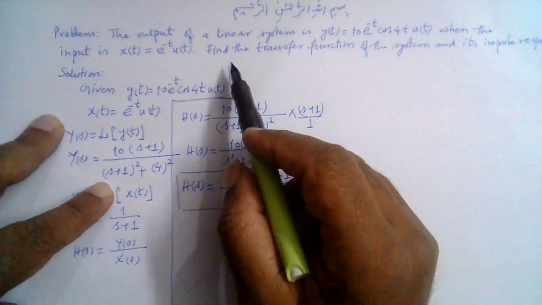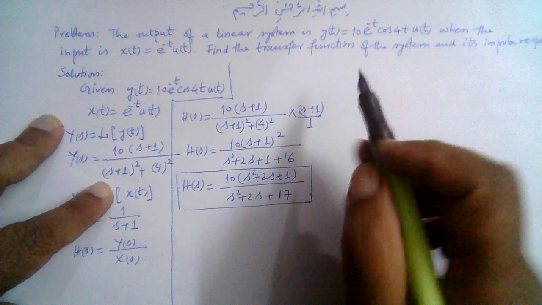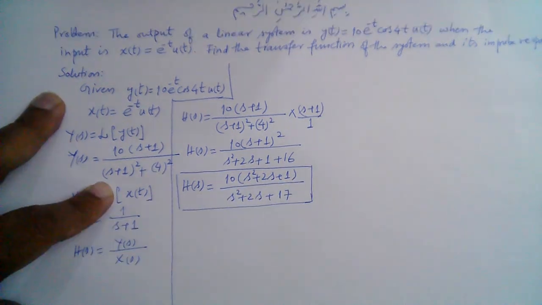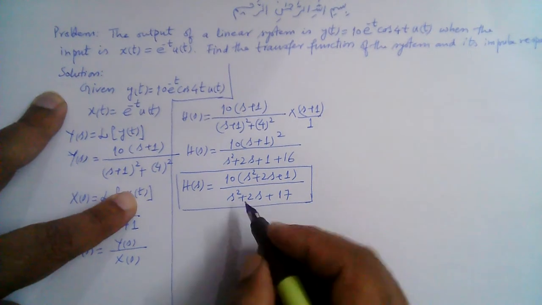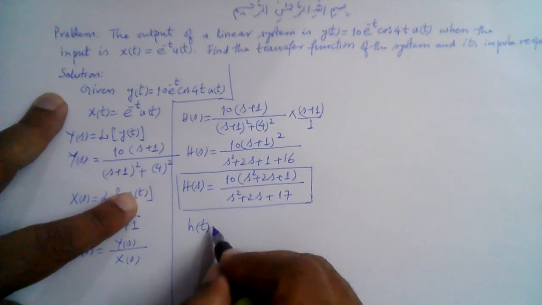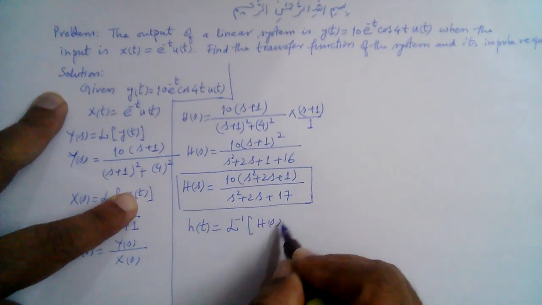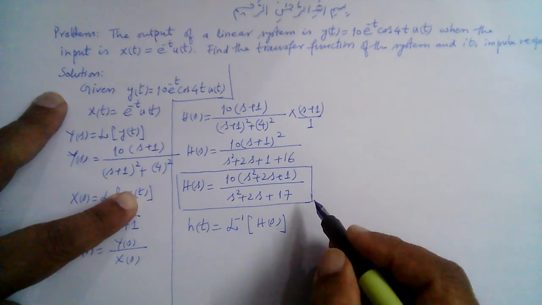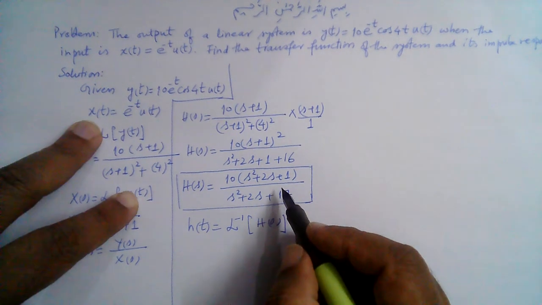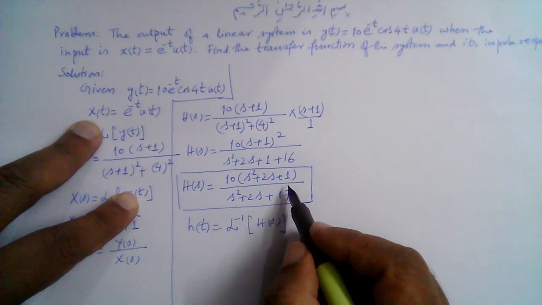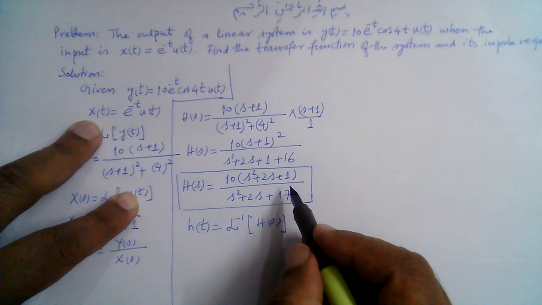So we had to find the transfer function of the system that we have found, and now we need to find out its impulse response. So the impulse response is h of t, and that is the inverse Laplace transform of h of s, right? So we need to find the inverse Laplace transform of this transfer function. For this we need to expand this to find out the inverse Laplace transform.